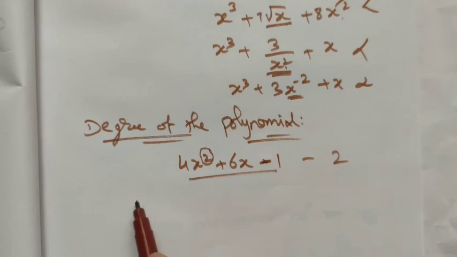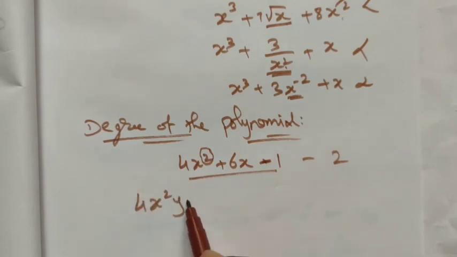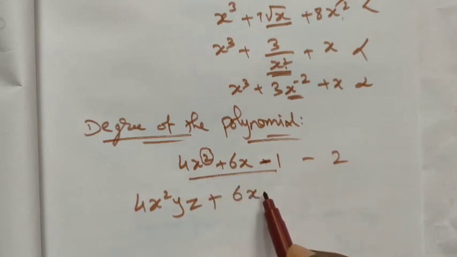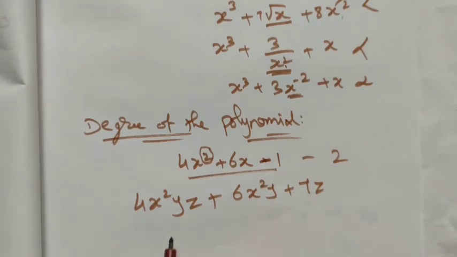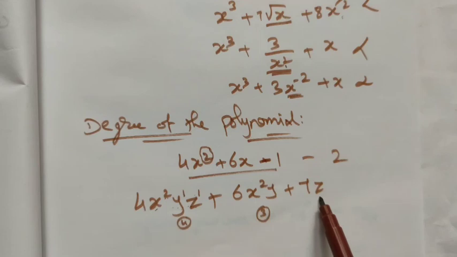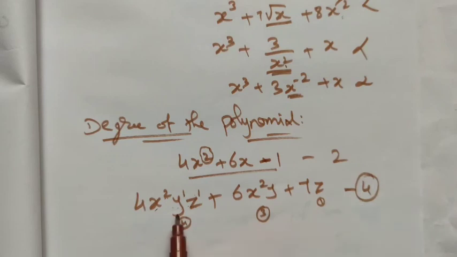And then suppose 4x square y z plus 6x square y plus 7z. Here we have 3 variables. The powers of the 3 variables should be added. Here we have 2, here 1, here 1, so 2 plus 1 plus 1 is equal to 4. Here we have the power 3, and here we have the power 1. Now the degree of this polynomial is 4.